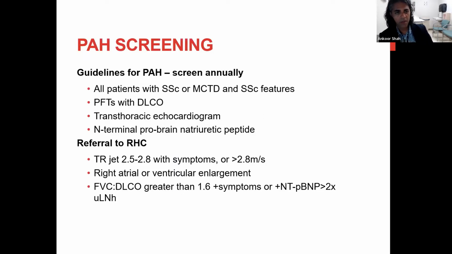When to refer to right heart cath is the question that a lot of studies are looking to answer, and a number of different criteria have come up. If we see a TR jet on the echocardiogram of 2.5 to 2.8 with symptoms of dyspnea, or greater than 2.8, this would prompt referral for right heart catheterization. If you see right atrial or ventricular enlargement, or an FVC to DLCO ratio greater than 1.6 and symptoms, or a rise in the BNP, these are all features that may lead you to refer to right heart cath.